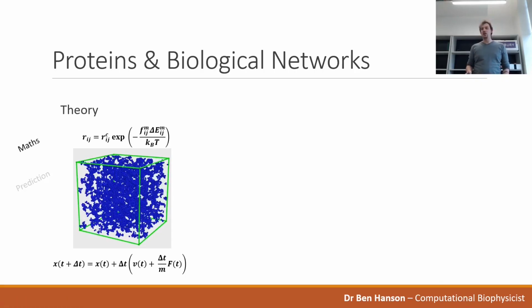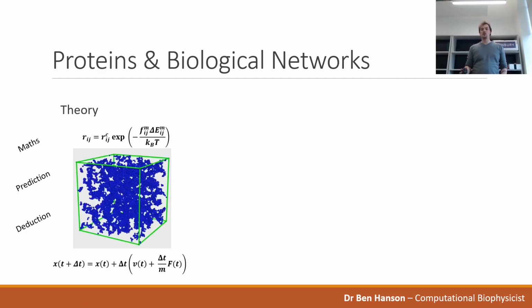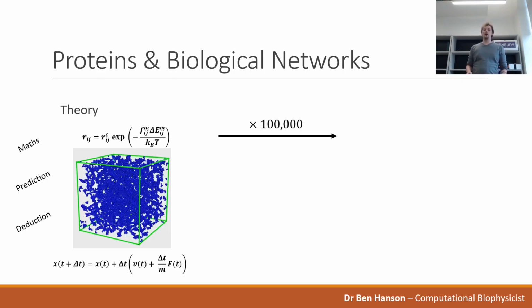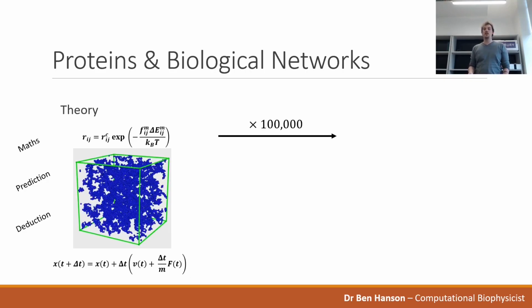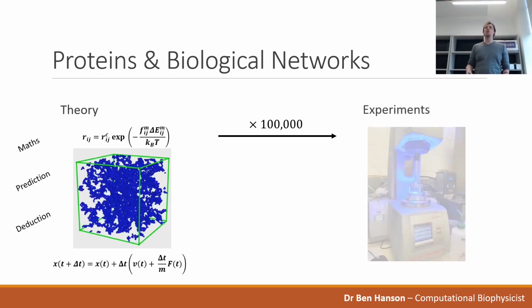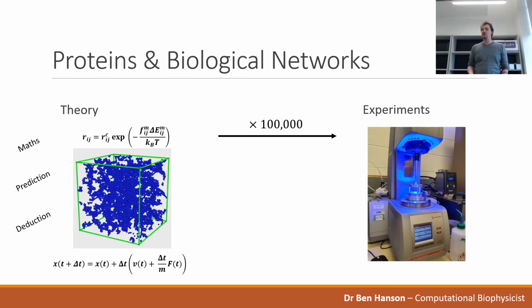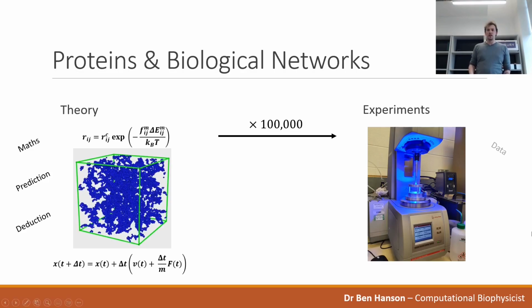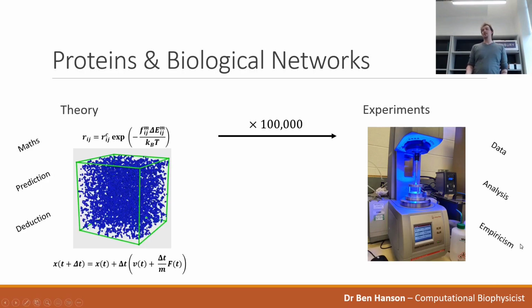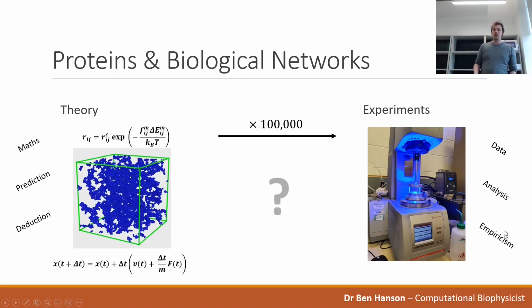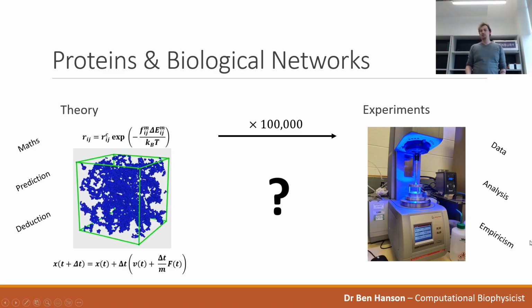The fact that these equations are there means we've got maths, we've got prediction, we've got deduction. This idea of rationalism we're talking about. And now if we make that 100,000 times bigger, we're talking about doing experiments. So that's a rheometer, something that measures how things move. And if we're taking evidence from that, we're talking about data, we're talking about analysis, we're talking about empiricism. But then we have the question of how these things relate to one another.